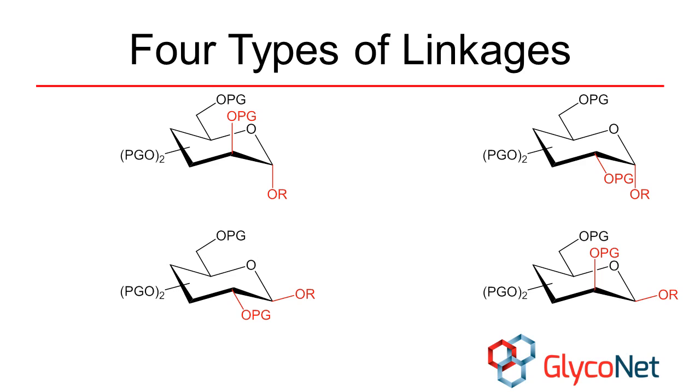We have now looked at each reaction component and studied the factors affecting them. The last part of this module will examine applications of these methods to synthesize each of the 4 basic types of linkages. These linkages are 1,2-trans alpha, 1,2-trans beta, 1,2-cis alpha, and 1,2-cis beta.